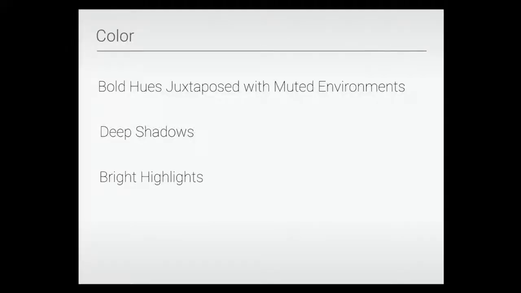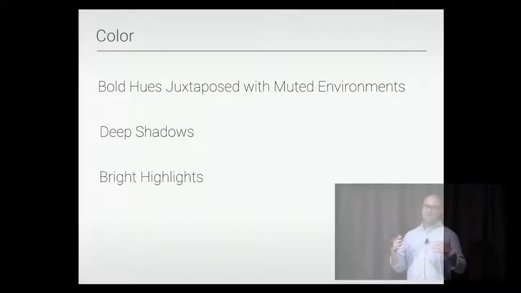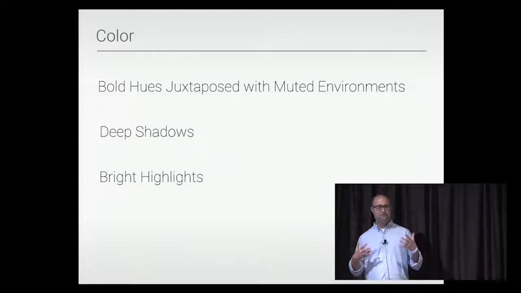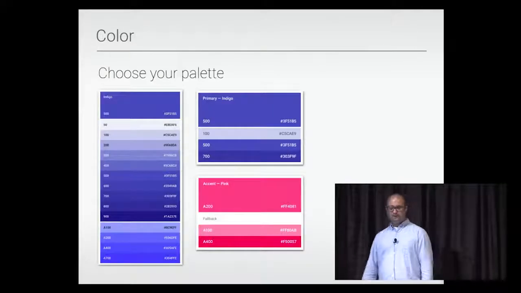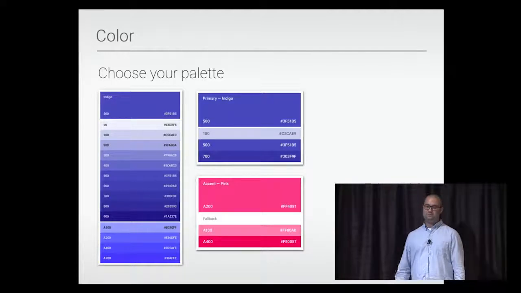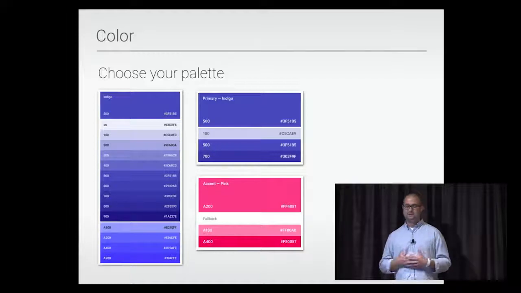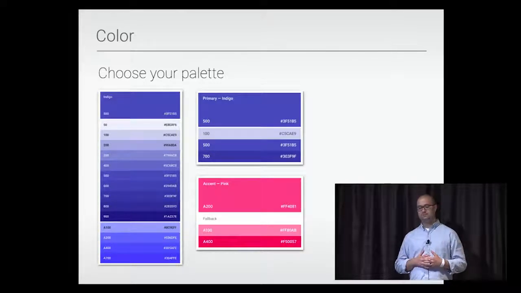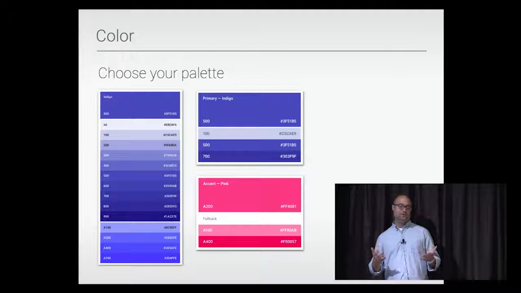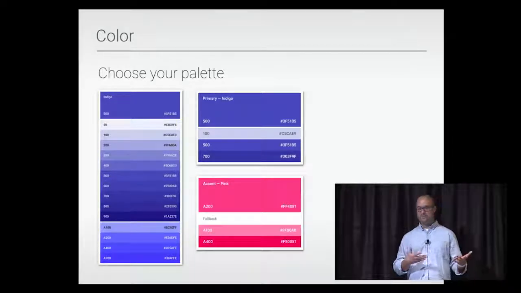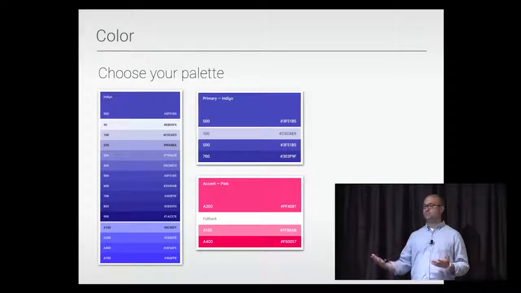So the first topic that is going to be really important when you start a design is what colors you're going to use. The spec says that you need to use bold hues juxtaposed with muted environments, deep shadows, bright highlights. And what that comes down to is you'll have a bunch of different colors. So you'll open up all the color palettes. This is indigo here with a pink accent. And you'll want to pick three main colors from the main palette, and you'll want to pick one color from an accent palette.